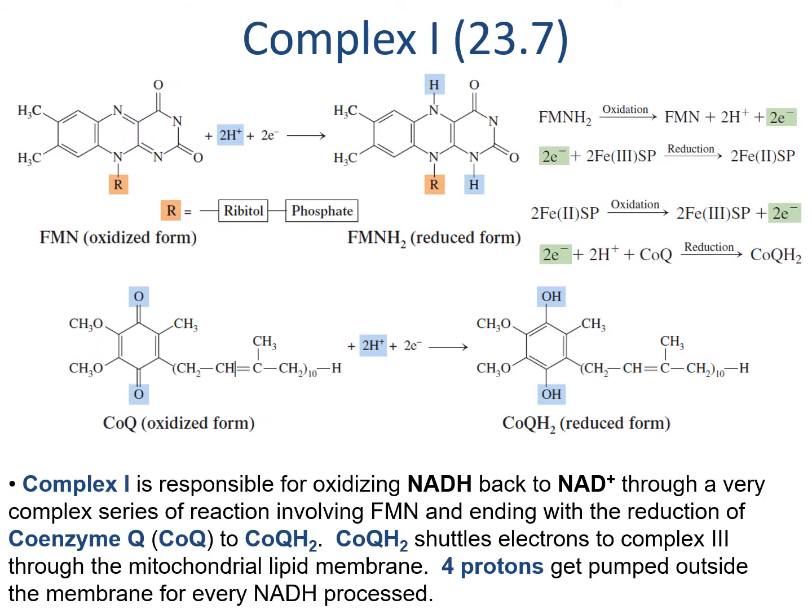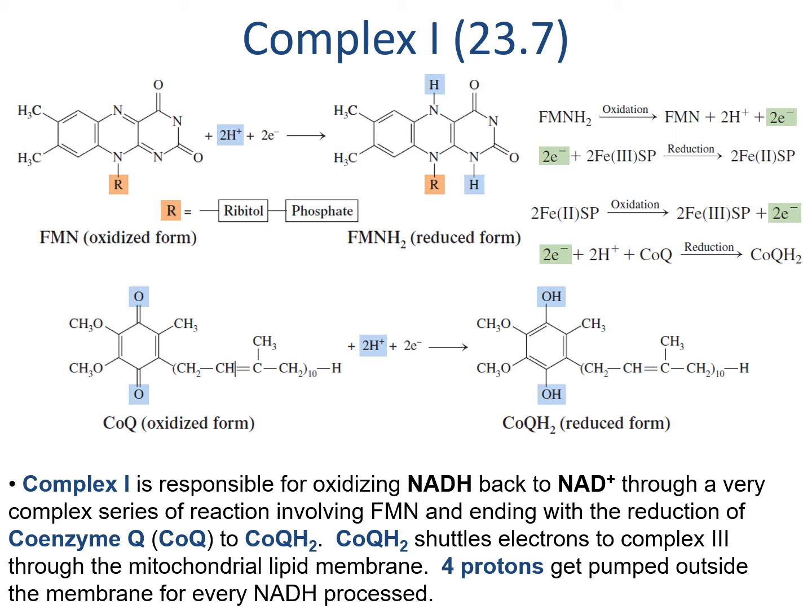The first complex, complex 1, oxidizes NADH to NAD+. That can be used in the citric acid cycle again. There are many redox reactions that happen within complex 1, beginning with electrons being transferred onto a flavin, like in FAD, and then to an iron-sulfur protein, and then to a coenzyme Q, abbreviated CoQ, which becomes CoQH2.